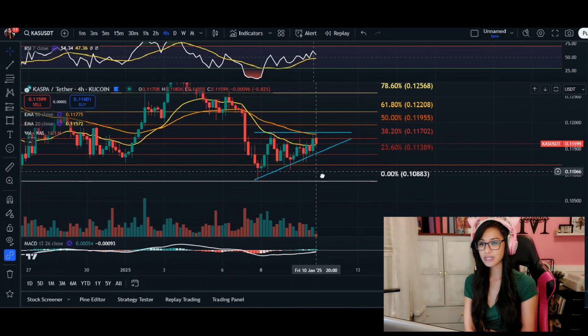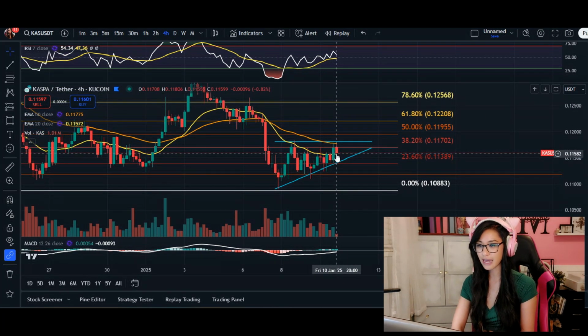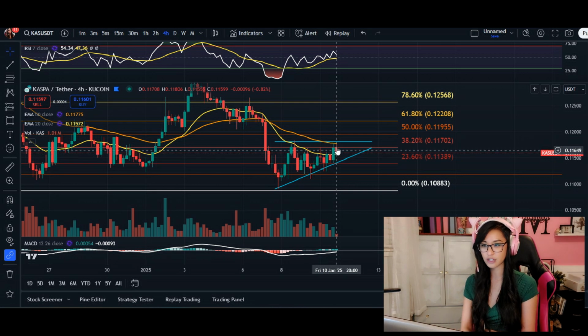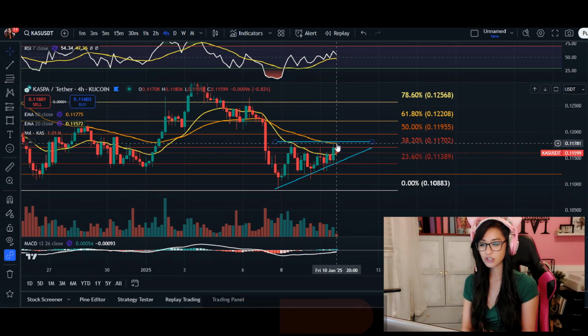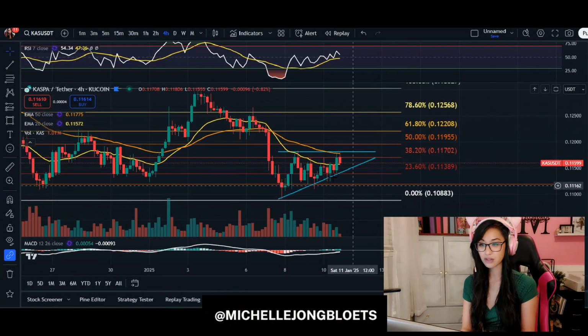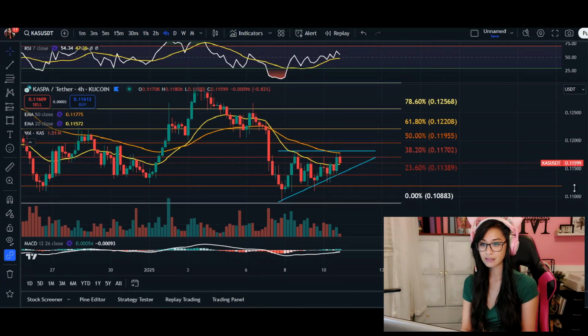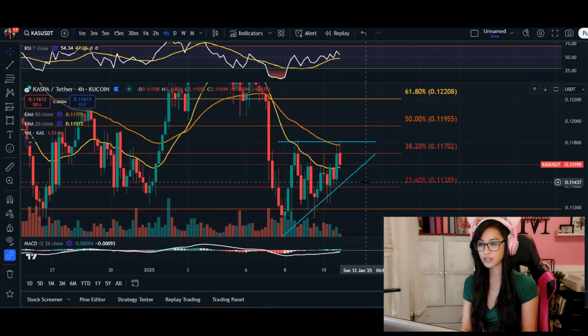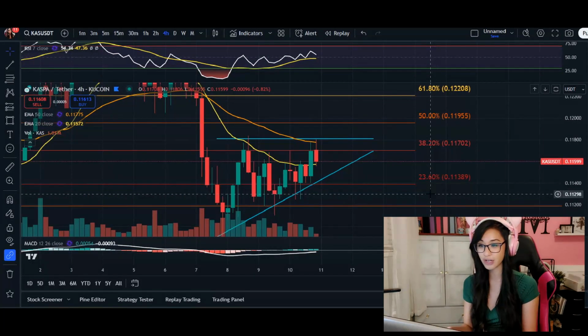Now, with the 20 moving average at 11 and the 50 moving average at 11.8, these are acting as short-term support and resistance. The price is currently hovering over the 23% Fib at 11.4, which is a very crucial level for the short-term traders here.